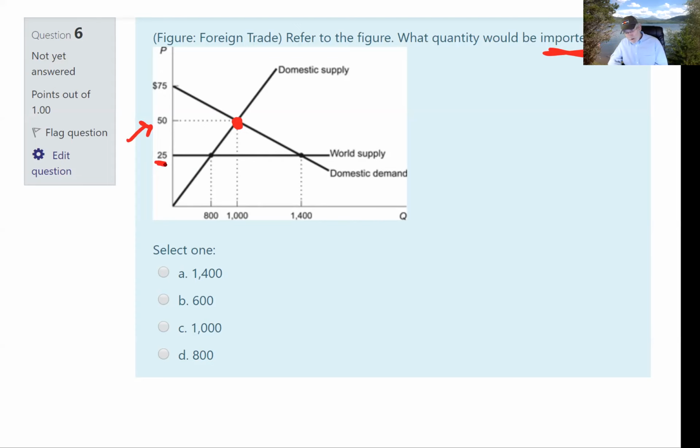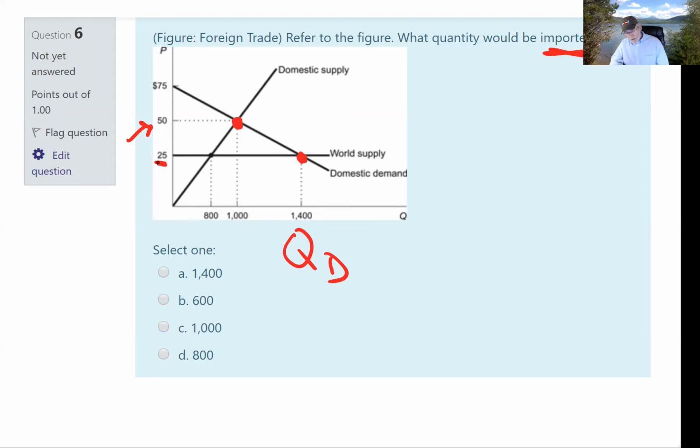At that $25 price, how much do American consumers want to buy? Well, read over to the demand curve. The quantity demanded is going to be 1,400. Okay. How do we determine the amount imported? Well, the amount imported will be the difference between what American producers supply and what American consumers want to buy.